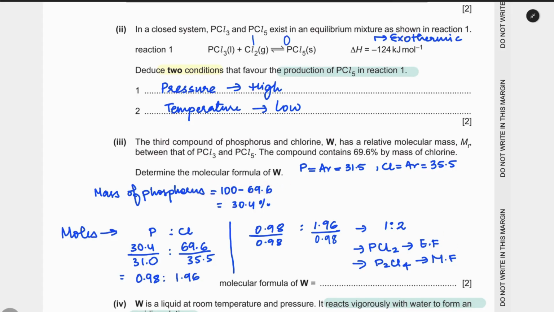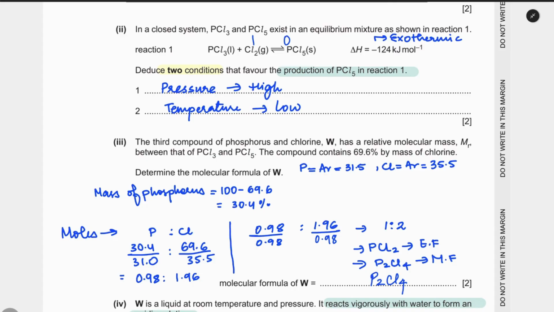What does molecular formula mean? The molecular formula is nothing but the empirical formula doubled. So whatever empirical formula we get, we have to double it. P will turn out to be P2 and Cl2 will turn out to be Cl4. So your final molecular formula of W is P2Cl4.